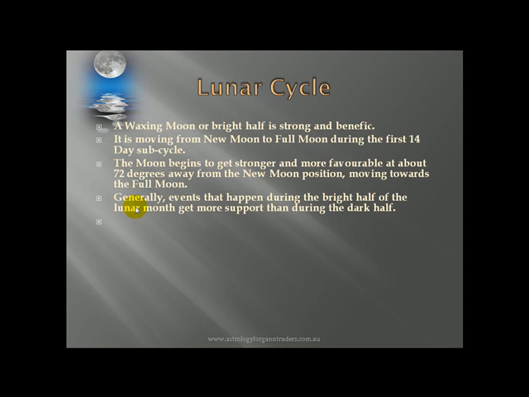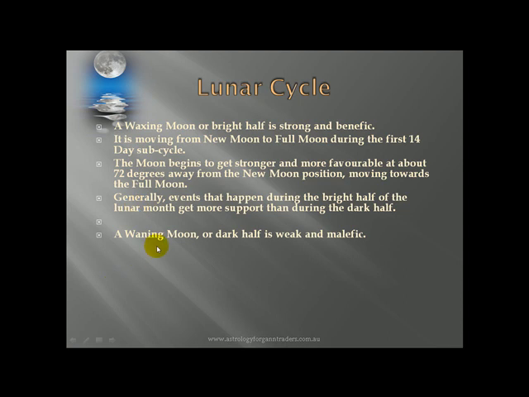Generally, events that happen during the bright half of the lunar month get more support than during the dark half. Often when astrologers are looking at more favorable times for people to begin new ventures, or get married, or start a business, or travel, something where you want a positive growing factor involved, you would pick the first half of the moon, because that is where it's supported. It's a growing phase, so you'll look at that more favorably than the second half, which is the waning moon, or the dark half, which is weak and malefic.